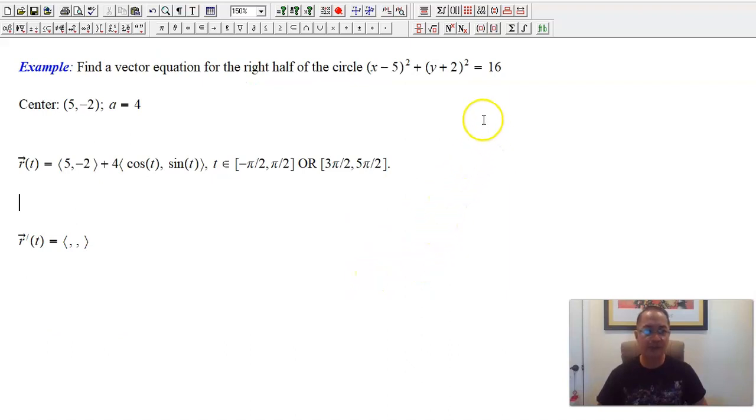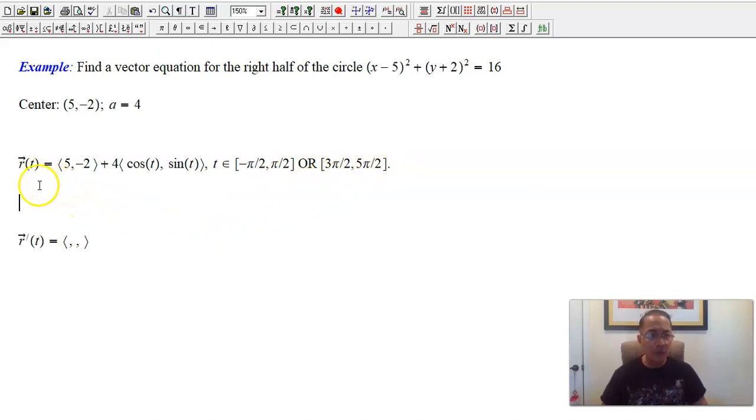So this was a little bit more interesting. We have a circle, but we only want the right half, and we found a parametrization for it. The center is at (5, -2), and the radius of the circle is 4. So our parametric equation starts at the center, 5, -2. You move around, think of the unit circle, so it's parametrized by cosine and sine, but we want the radius to be 4, so we add 4 of that vector. We only want the right half, so we can choose as our domain either -pi/2 to pi/2 or 3pi/2 to 5pi/2.